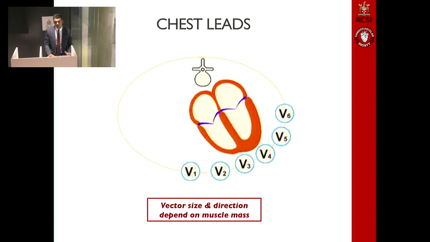V4 to V6, on the other hand, are more lateral and overlie the left ventricle, giving us information as well about the left circumflex artery. The overall cardiac vector in this plane is also left-leaning. Let's assume towards V5.